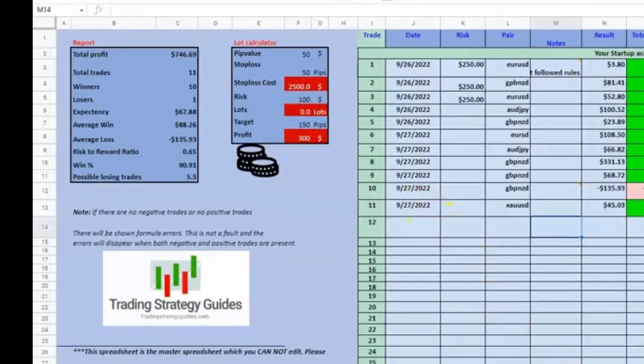You know, if we look at the total results so far, I'm winning 10 winners, 1 loser. Average win is $88. Average loss is $135. So right there, my risk to reward ratio is a little low, but my win percentage is really good. So if we keep working on these stats, things will work out really well. But that's just so far this week.